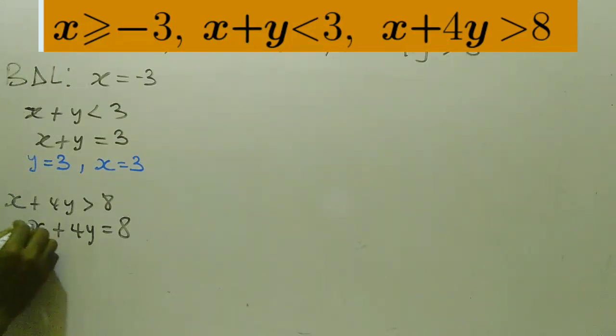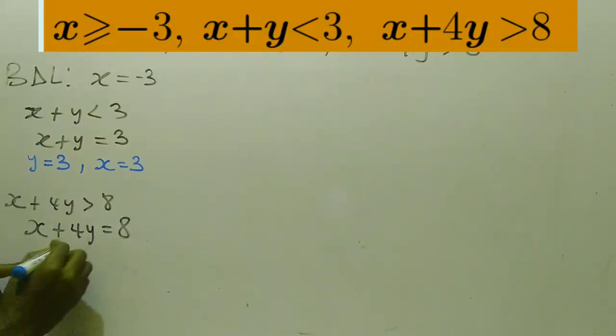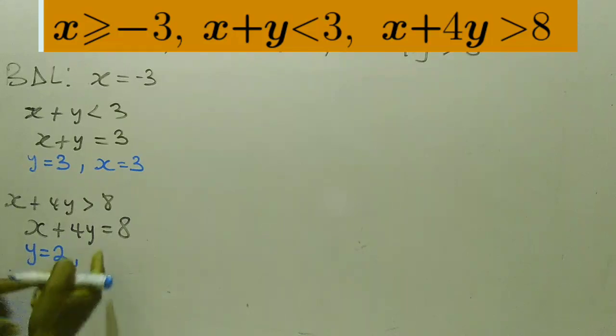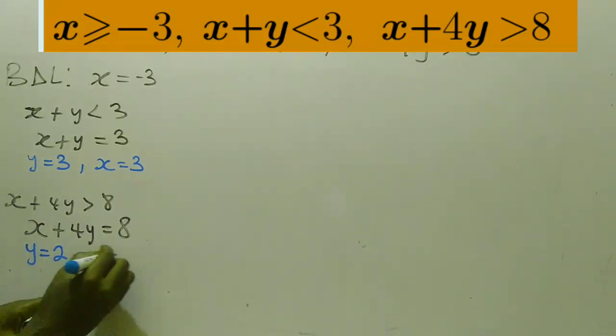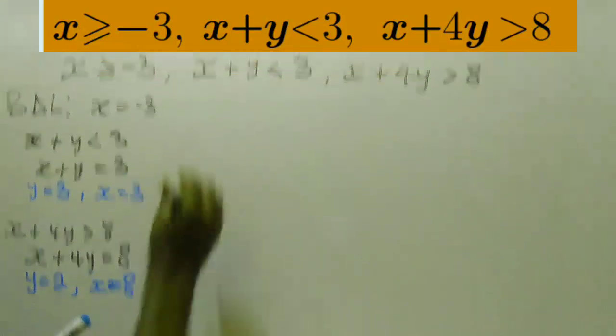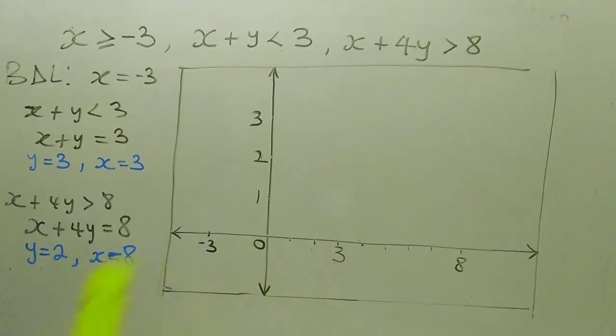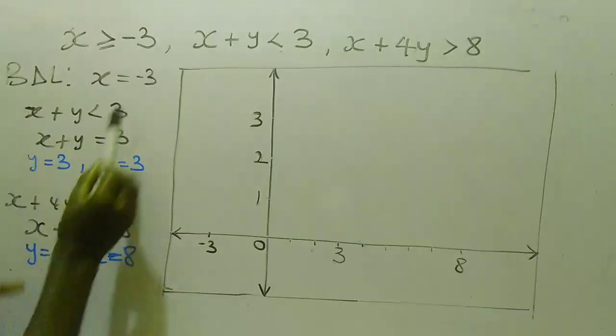If x is 0, we are going to be left with 4y equals 8, and therefore our y will be equal to 2. If y is 0, my x is going to be equal to 8. So I've gotten the intercept for this. Now the next thing I'm going to do is plot this on a graph. Okay, so this is our graph. Now let's plot these points.